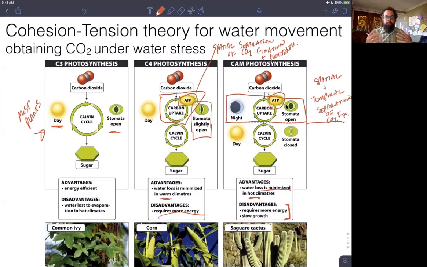But two different mechanisms, both morphological mechanisms for reducing water loss, by sinking those stomata in these thick leaves that have lots of waxy cuticle on them. And then a physiological adaptation here for obtaining carbon dioxide in water-stressed environments, which is either spatially separating, or both spatially and temporally separating, carbon fixation from the Calvin cycle in the process of photosynthesis.